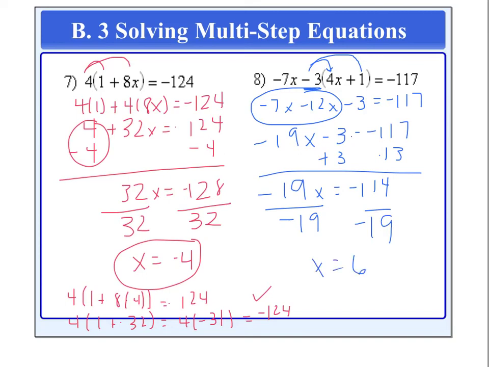Plug it into C. Plug in a 6, plug in a 6. We get negative 42 minus 3 times 24 plus 1. So 3 times 25 is going to be negative 75. Negative 42 minus 75 does equal 117.